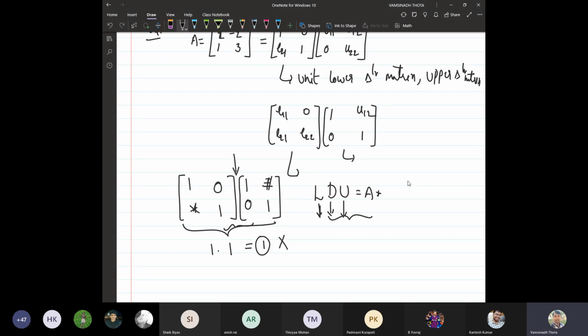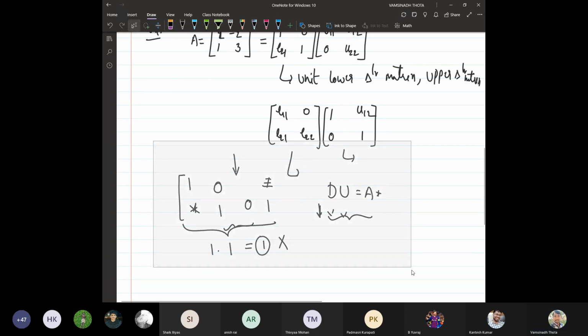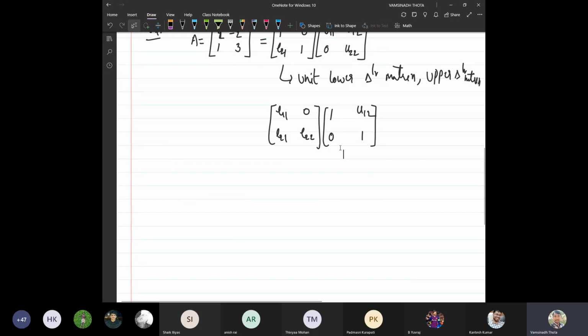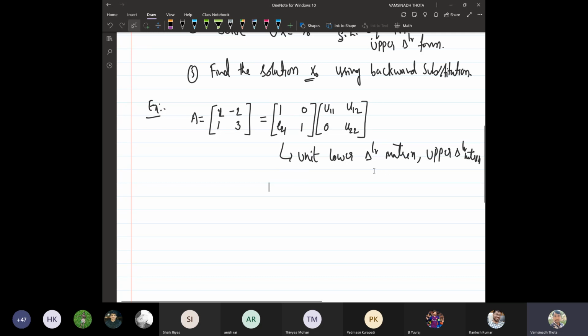This one we will see a little later, but let us first check what the method is and how to find this. As I said, you can do it either by considering the principal diagonal elements of the lower triangular matrix as 1, or by considering the diagonal entries of the upper triangular matrix as 1, but not together.